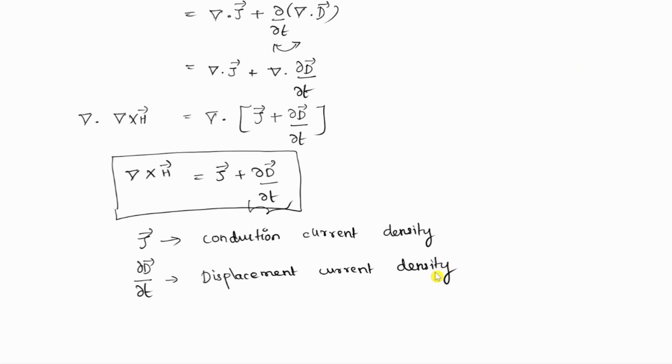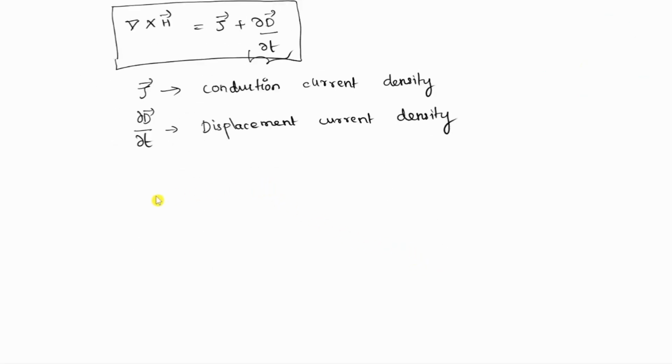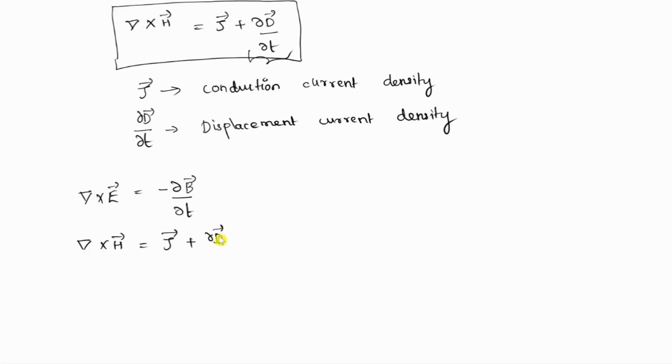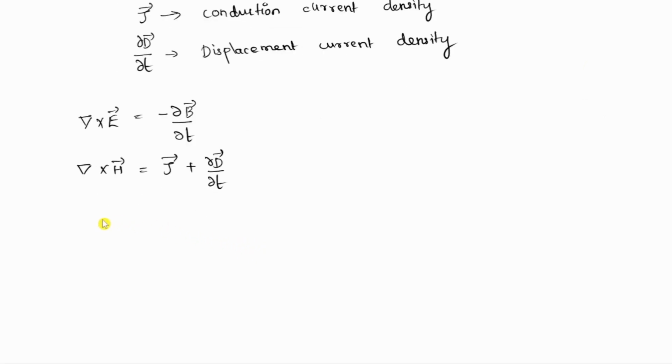Now, all the four equations are consistent with the principle of conservation of charge. So, let us rewrite the consistent Maxwell's equations. The first equation is del cross E is equal to minus dou B by dou T. The next, del cross H is equal to J plus, let us write the new equation, J plus dou D by dou T. Next, the third equation is del dot D is equal to rho, and the fourth equation is del dot B is equal to 0.